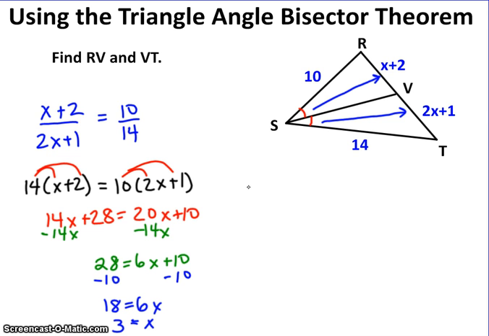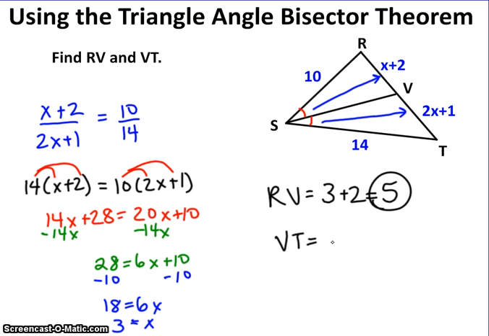But that was not what the problem was asking for. The problem was asking, what is RV and what is VT? Well, RV is x plus 2, so that would be 3 plus 2, which is 5. And VT is 2x plus 1, where x is 3, so I get 6 plus 1 is 7. So that was the length of our sides.